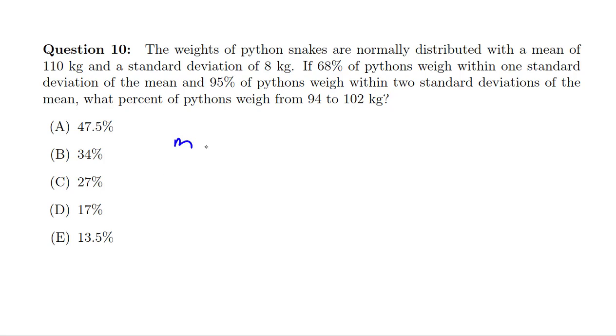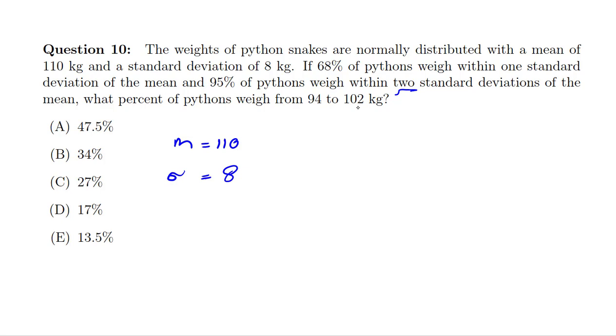We normally use M as a mean. It says that 110 kilograms. And the standard deviation, we use sigma for it. It says it's 8 kilograms. It says that 68% of the weight are within one standard deviation around the mean, and 95% are between 2 standard deviations of the mean. What percent of pythons weigh from 94 to 102?